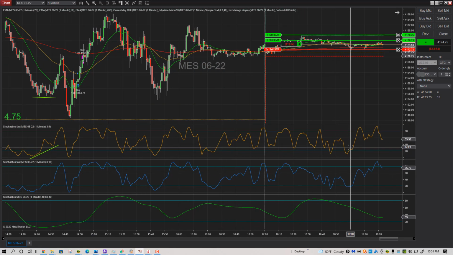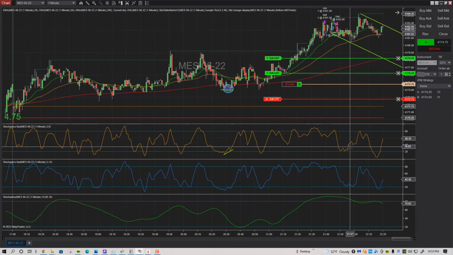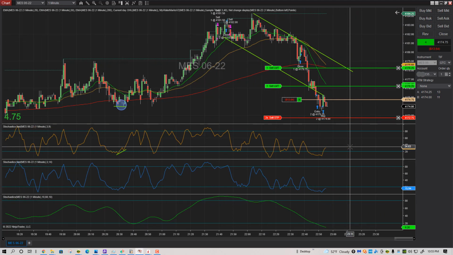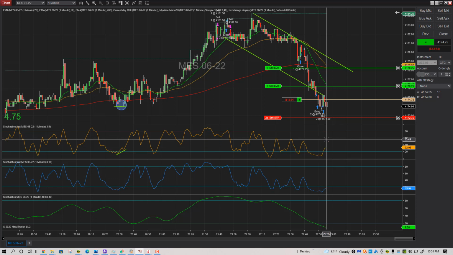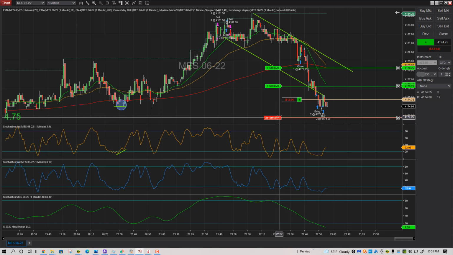So right now in a trade where we're... market's pulled back down. We're looking at a rotation. Not much going on here. It's about 11 o'clock in the evening right now.